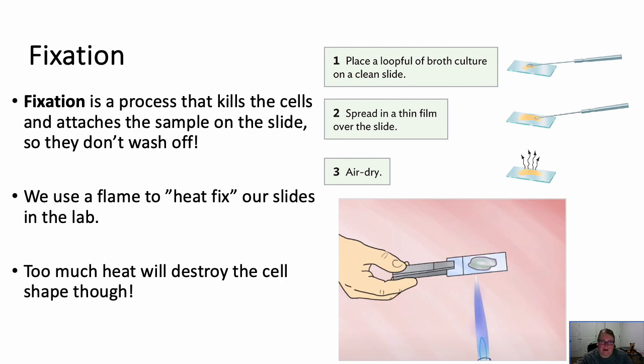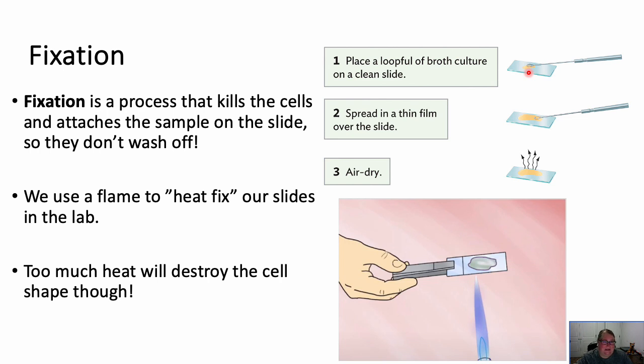Okay, so we're going to take our inoculating loop and dip it into our broth culture, and we're going to get our sample out. And we're going to thinly smear this sample over the slide. Okay, so we're going to spread it out so we get it as thin as possible, and we're going to let it air dry.